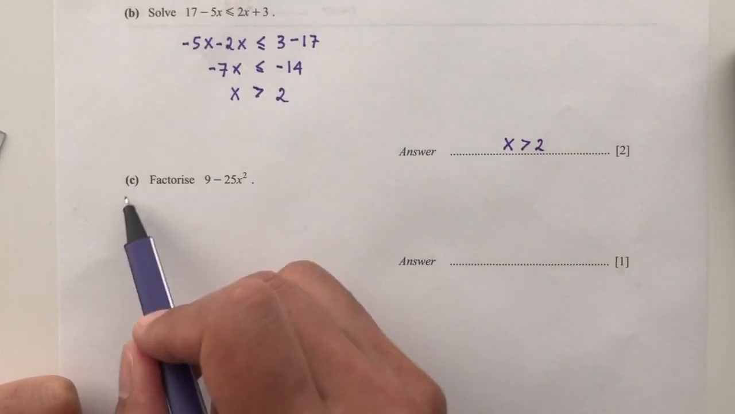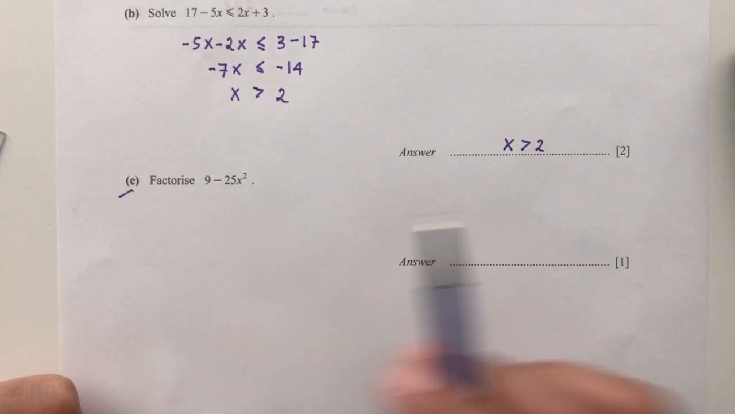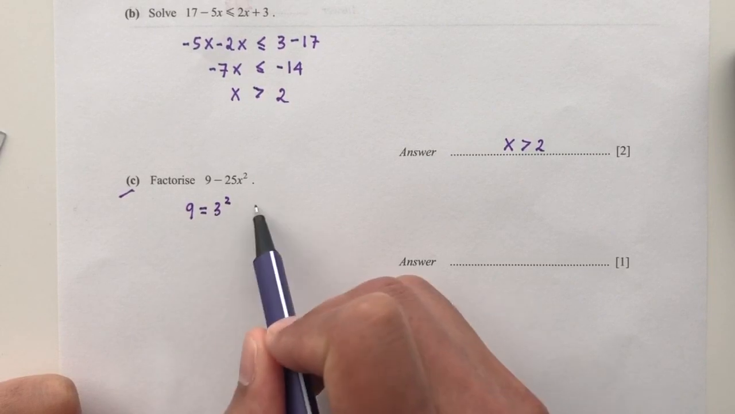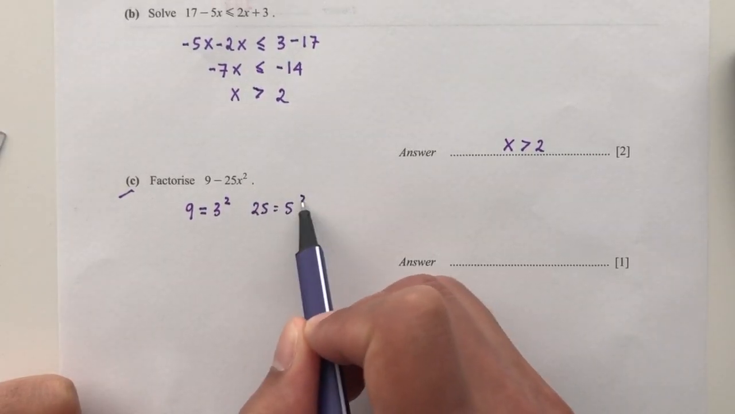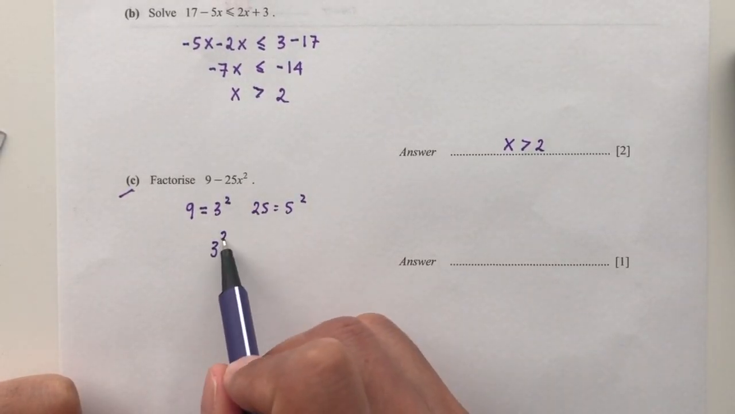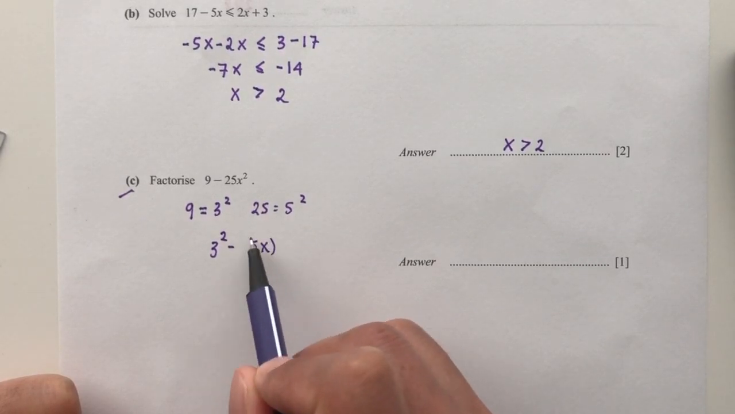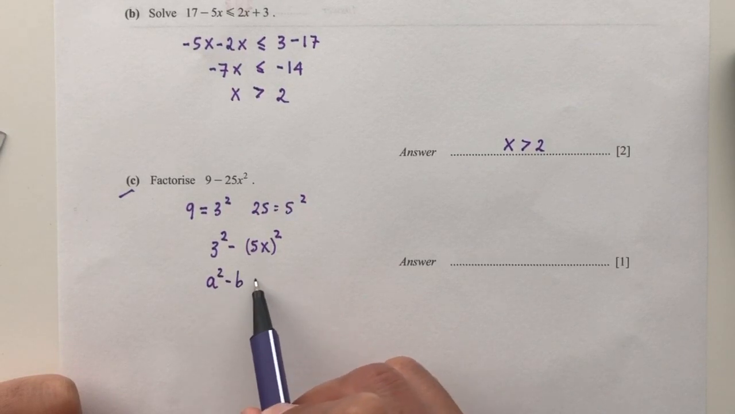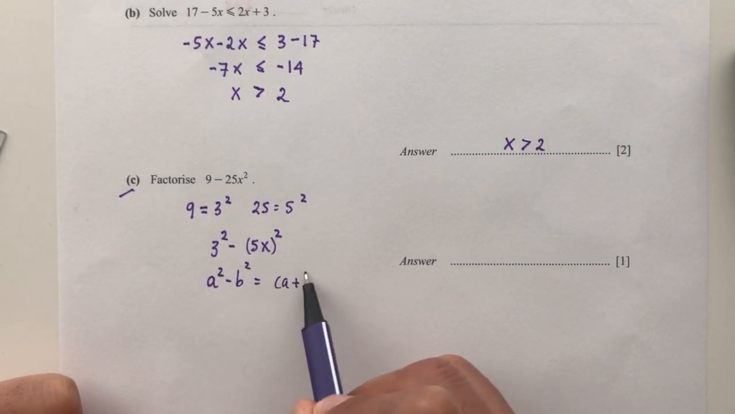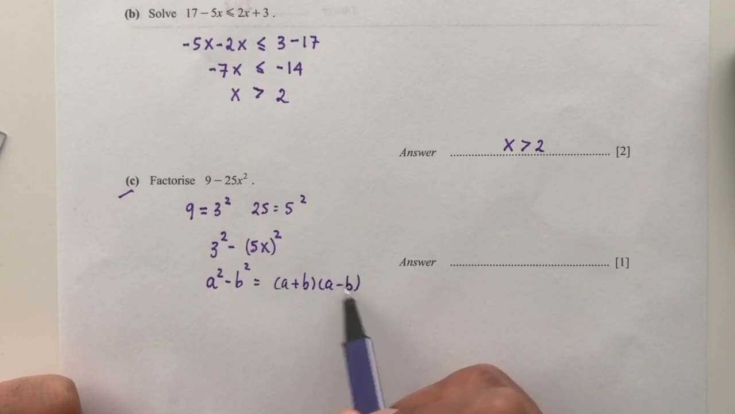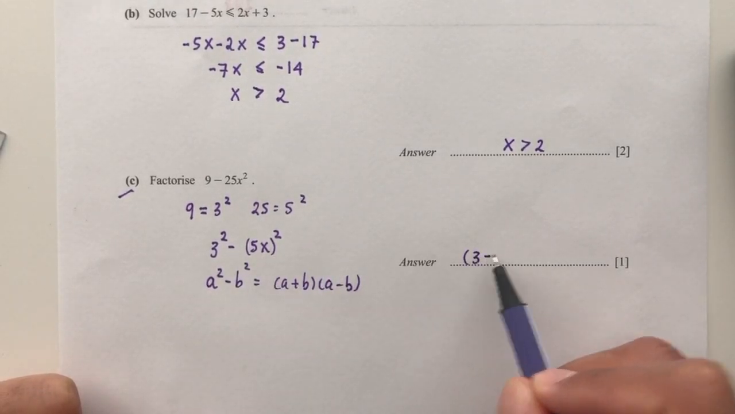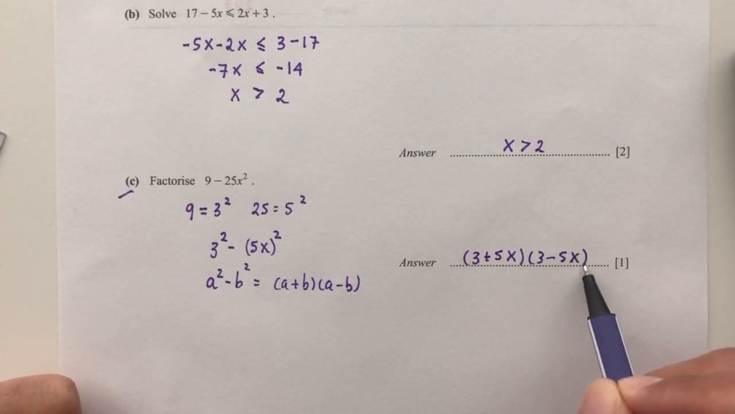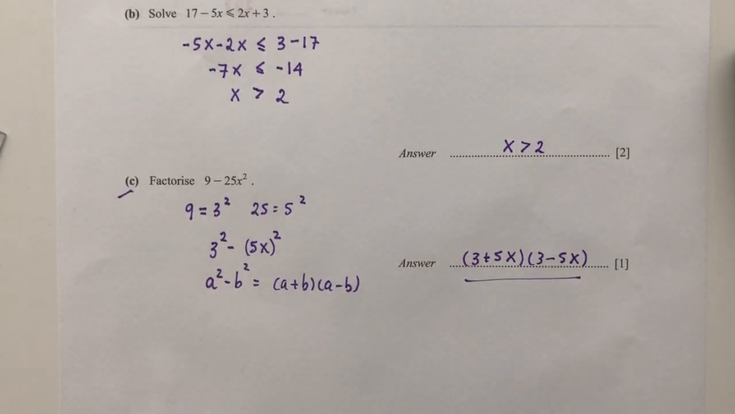Now part C, we have to factorize this one. As you can observe, 9 is equal to 3 squared, 25 is equal to 5 squared. So this one becomes 3 squared minus (5x) squared. Now this one is in the form of a squared minus b squared, which is equal to (a plus b)(a minus b). So same thing here, it will be (3 plus 5x)(3 minus 5x). Okay, that is part C.